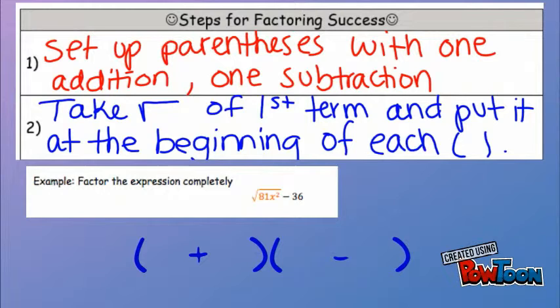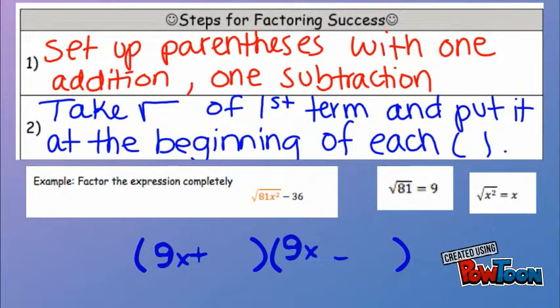Step 2. Take the square root of the first term and put it at the beginning of each parenthesis. So for our example, I'm going to take the square root of 81x squared. The square root of 81 is 9, and the square root of x squared is x. So a 9x goes at the beginning of each parenthesis.